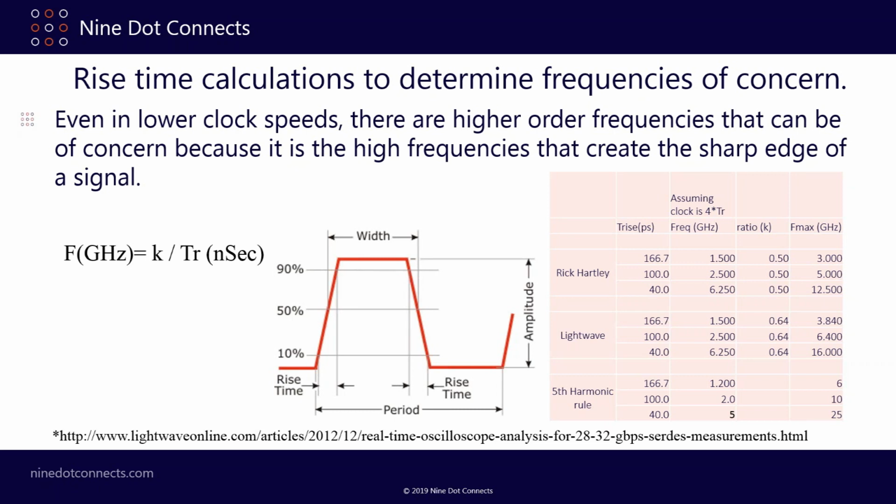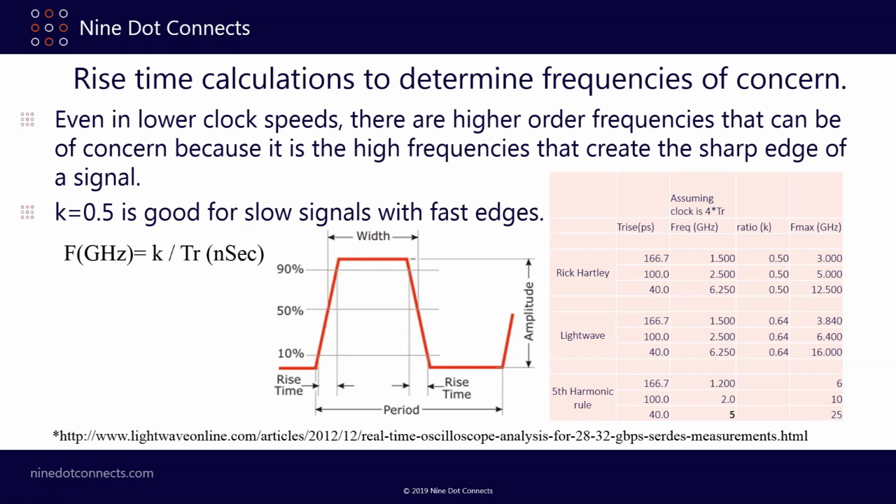If you remember from your basic introduction to square waves, or if you've been in our previous webinars, we talked about how a square wave is made up of the fundamental frequency and odd harmonics of that. Generally speaking, we think about the fifth harmonic rule over here on the right-hand side. If I've got a rise time of, let's say, 100 picoseconds, and we use the 80-20 rule, then we're only worried about a maximum of 10 gigahertz. The main thing to keep in mind is that for faster rise times, K equaling 0.5 is very good for slow signals and fast edges.